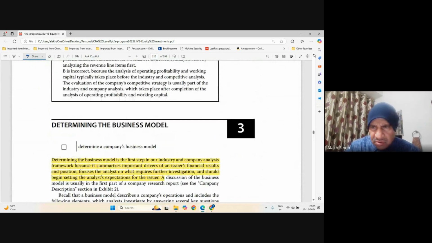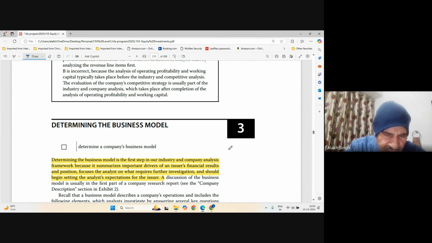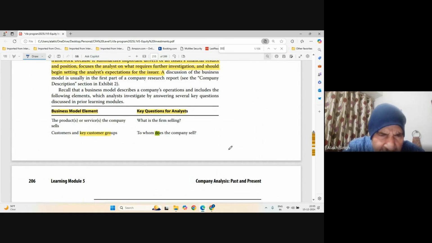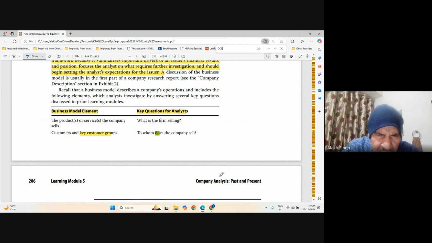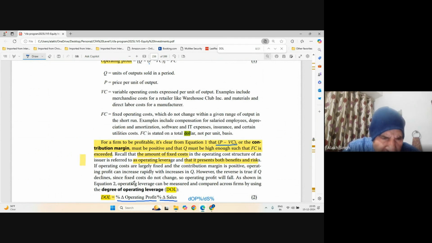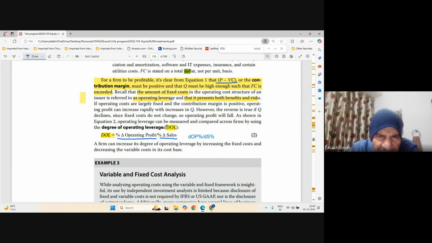Sir, you can do a Control F and search for DOL. Degree of financial leverage, no? I think DOL only, sir. Where is that one? Yes, here it was. That was degree of operating leverage.